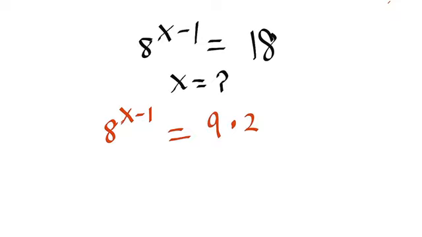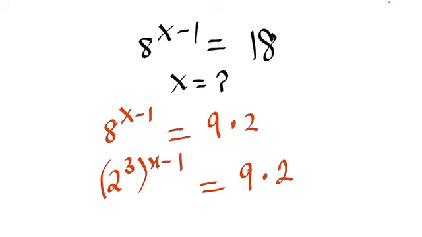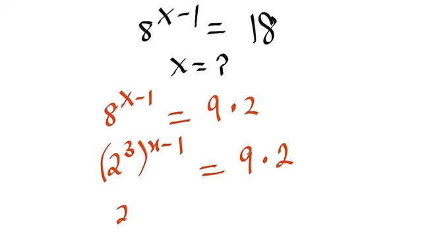Now from there, I can rewrite this 8 as 2 to the power of 3, then to the power of x minus 1, equals 9 multiplied by 2. So now I'm going to have 2, and we have to multiply the powers from the law of indices. So we're going to have 2 to the power of 3x minus 3, equals 9 multiplied by 2.